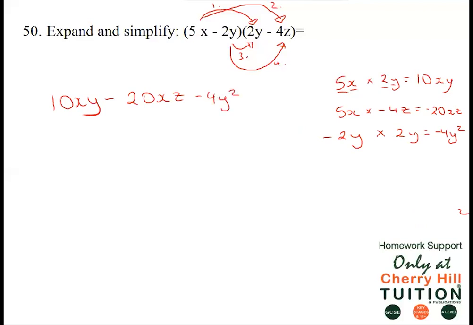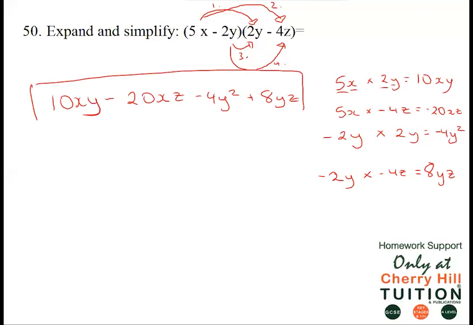And the last step is to multiply minus 2y by minus 4z. So let's rewrite this somewhere where we have space. Minus 2 multiplied by minus 4, double negatives, gives us a positive. So we have 8, and then we have a y and a z. So we end up with plus 8yz. So again, we have no like terms, so we can't simplify this any further, but that is your answer.